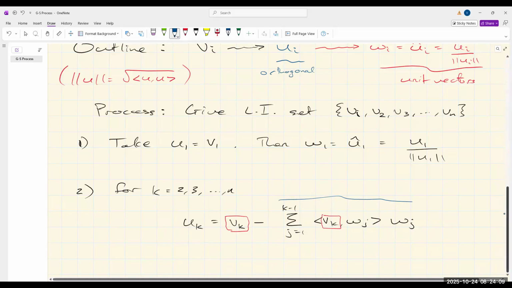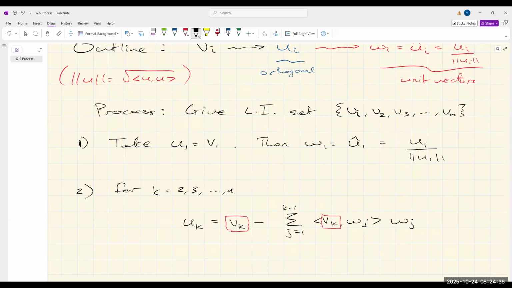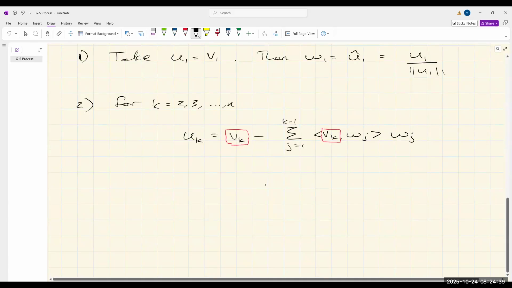So let's say it's V5 or something like that. Then that means I need to remove from V5 the components of W1, W2, W3, W4 that are in its direction in order to get it to be orthogonal. Okay, so you don't need to cram this complicated formula. Let's just write out how to get U2, U3, U4, and so on, and you'll see the pattern. And once you know the pattern, you can write it out for any.